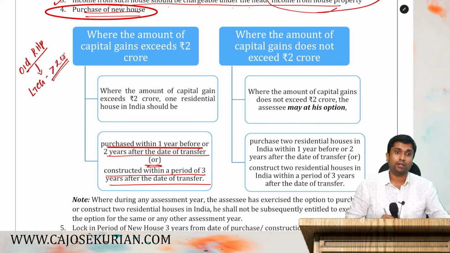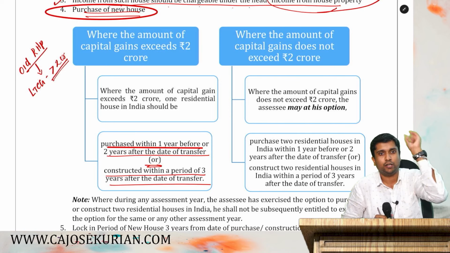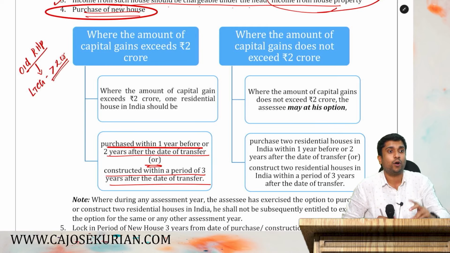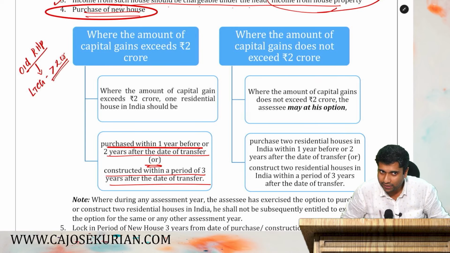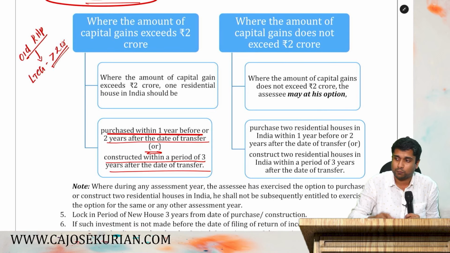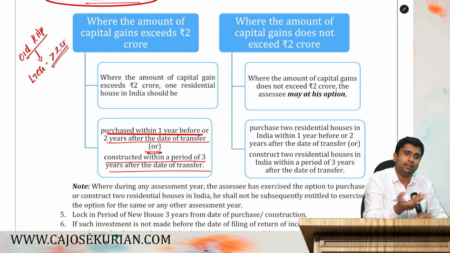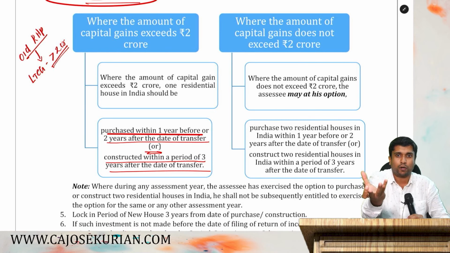You can purchase one house property, then you can sell your old house property. Then also you are eligible for what? Exemption. Are you with me? You can purchase one residential house property initially, then also you can sell that old house property.